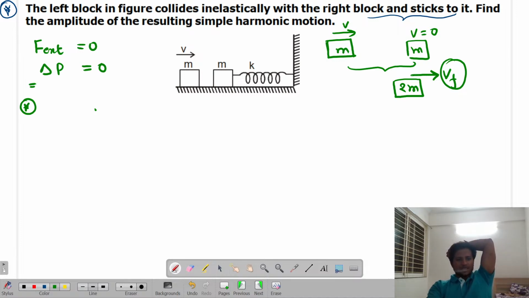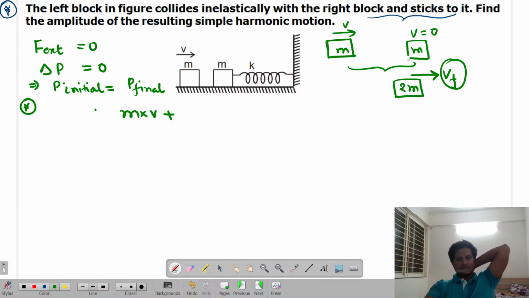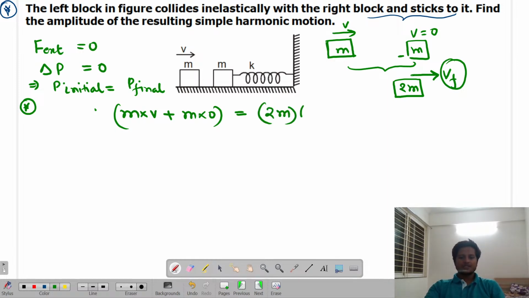Meaning of that is whatever is my initial momentum must be equal to final momentum. Now, if you look into the initial momentum case, the block M has velocity v, so m into v, plus the second block has zero velocity, so m into 0, must be equal to the two blocks stuck together moving with some velocity. So I have the equation 2m and its velocity I call it v final. What is its velocity?